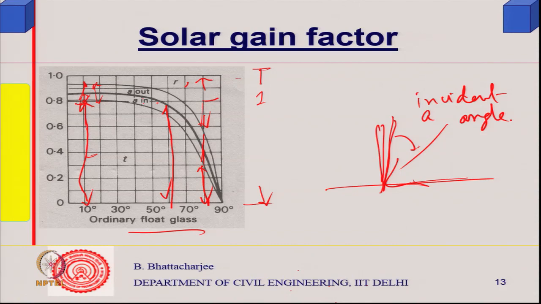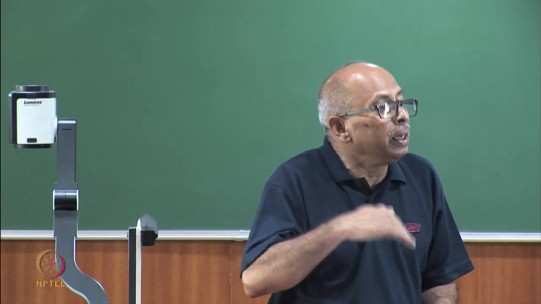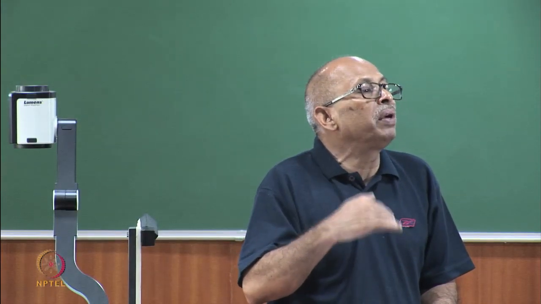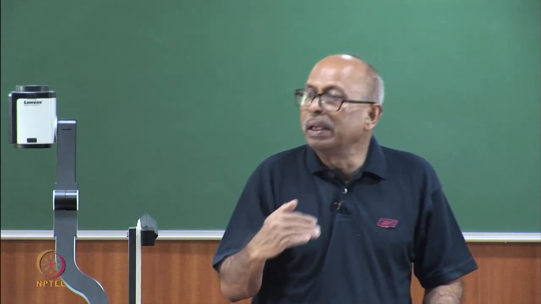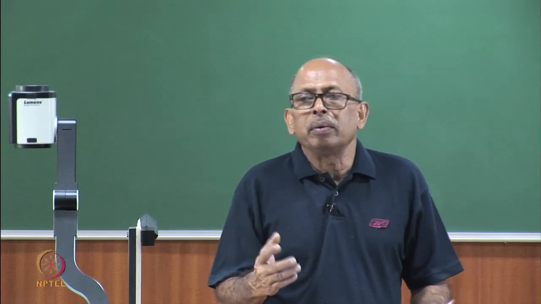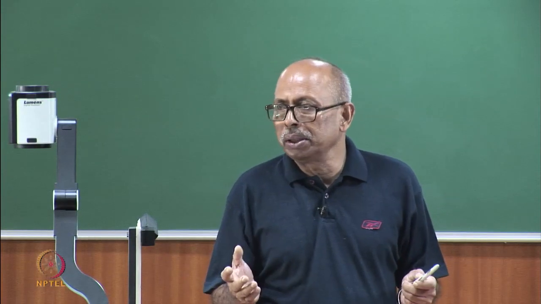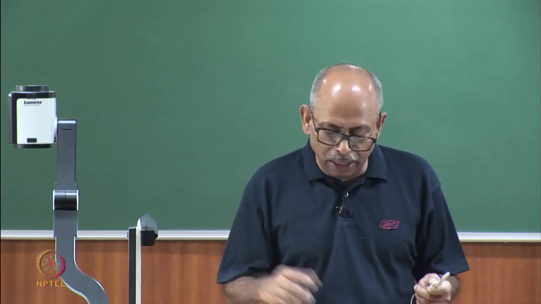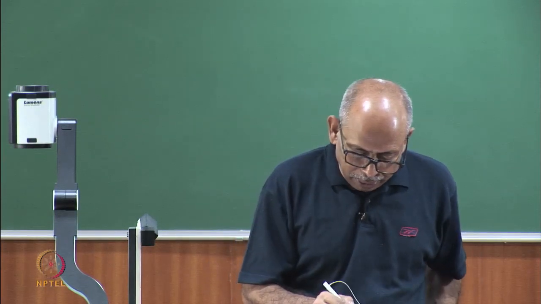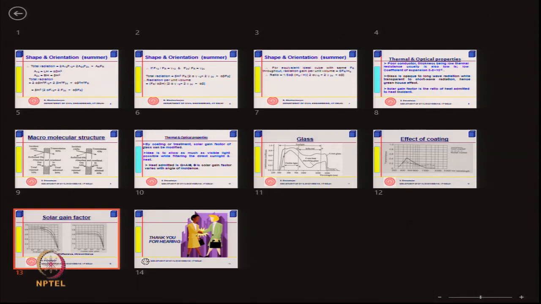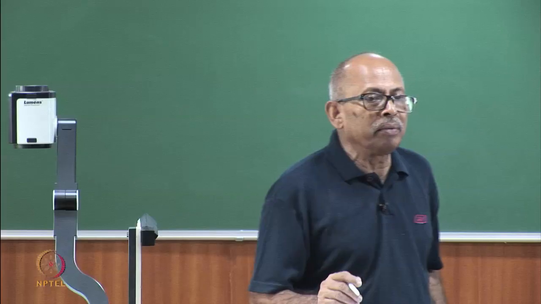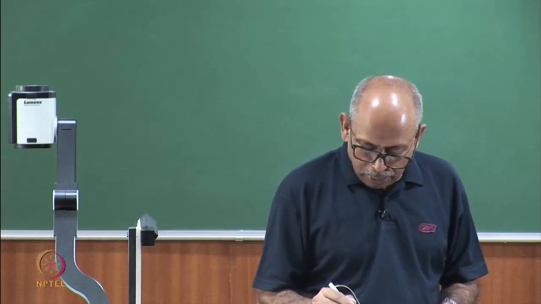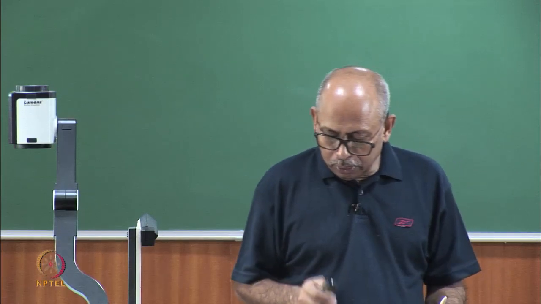Therefore, you can understand that it will vary from time to time, because solar radiation will be incident at different angles at different times. However, we can take a single value as an approximation, or we can take theta varying with time if we can estimate it for the type of glass that we are using. So, that is the solar gain factor for glasses. So, we will go to the next one.